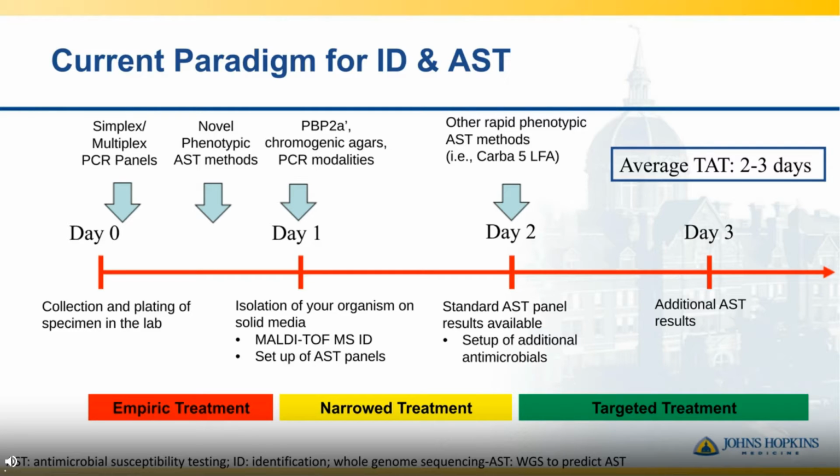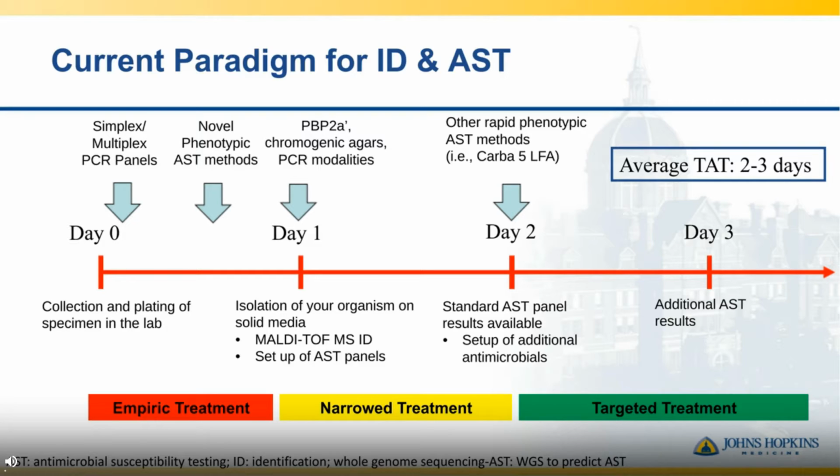Furthermore, we started to see the introduction of rapid phenotypic comprehensive AST panels that can be performed from positive blood cultures that allow us to more rapidly detect the phenotype using novel methods for detection like digital microscopy or microbial weighing to more rapidly discern that phenotype than visible growth.